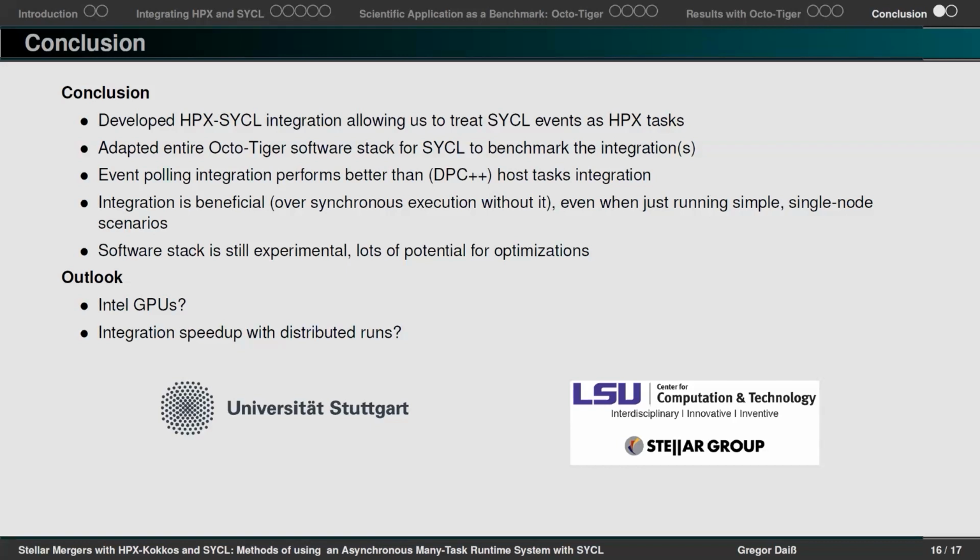And other than that, we implemented the integrations. We updated the entire OctaTiger software stack for that. And it turned out the event polling version worked a lot better than the host tasks, at least in the way that they are currently implemented within DPC++. Other than that, the integration is very beneficial. But the software stack also offers a lot of potential for more optimizations, as has been shown with the Kokkos changes I did, where I could actually remove barriers. And of course, in OctaTiger, there's plenty to do as well to optimize the code.